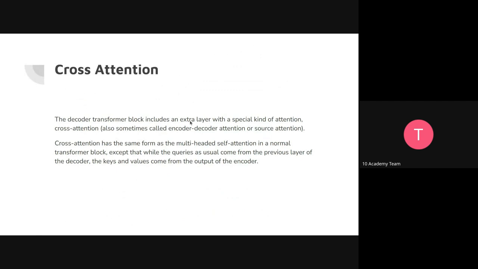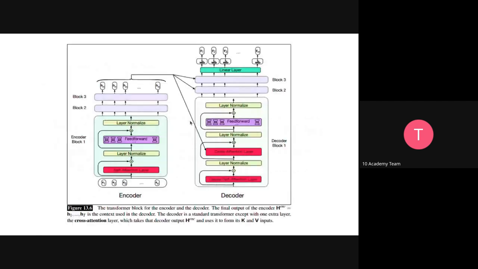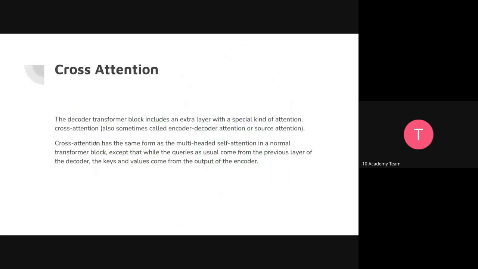So it has two attention layers. It has the normal self-attention layer, but it also has an extra cross-attention layer. And this one takes its values from the output of the encoder.